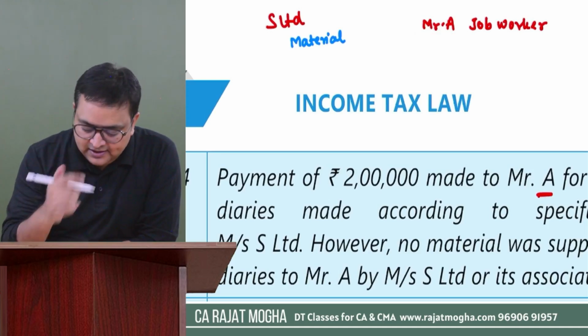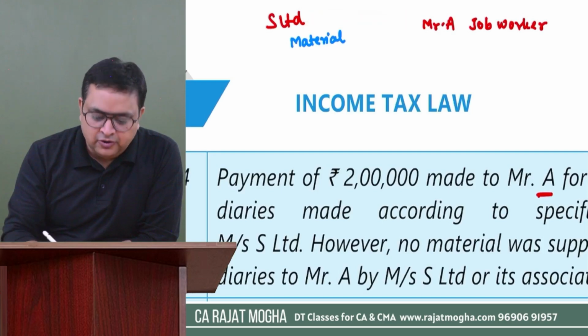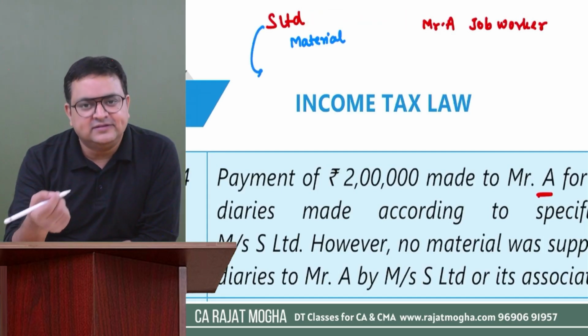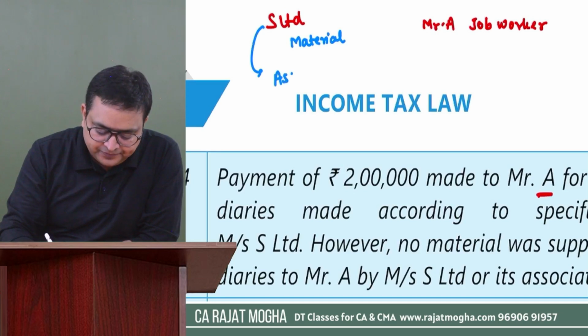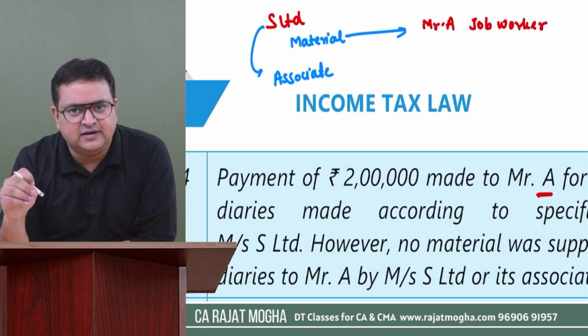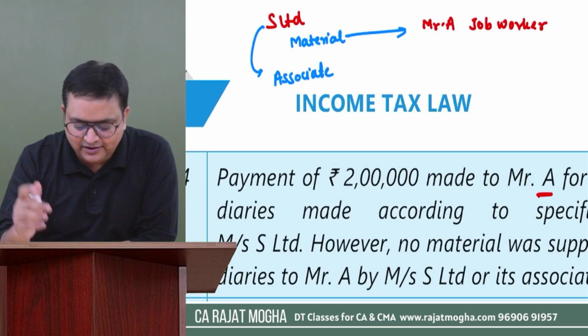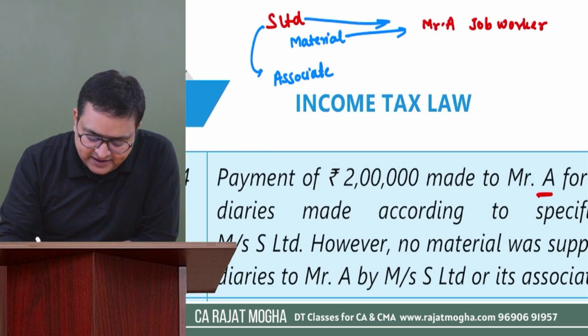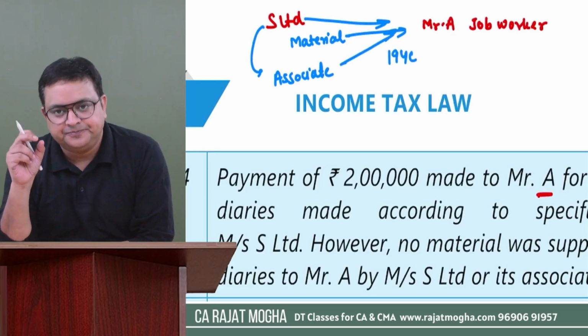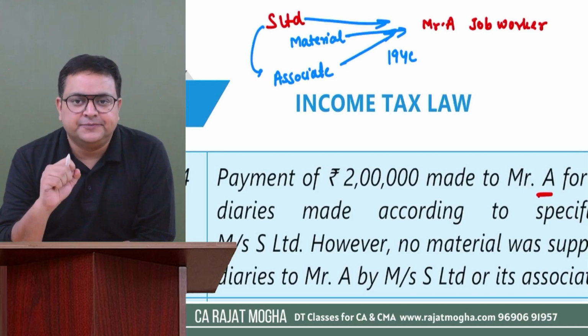Or I can say S Limited's associate, it could be their sister concern, is supplying the material. One and the same thing. It will be assumed that S Limited is supplying the material. So whether S Limited is supplying or their associate is supplying the raw material, TDS will apply under section 194C. This will come under the definition of work.